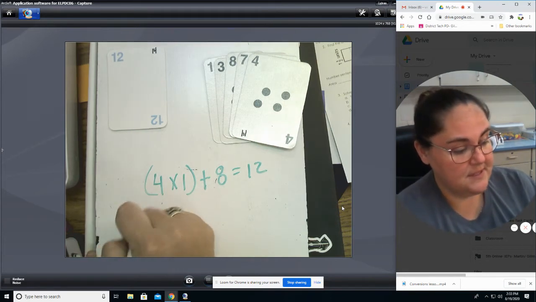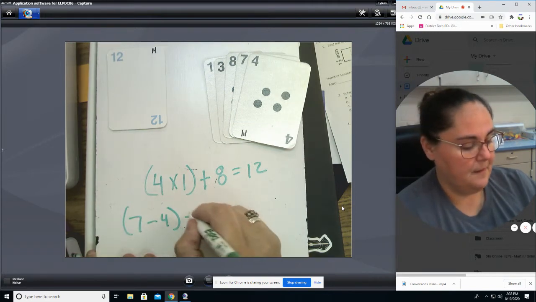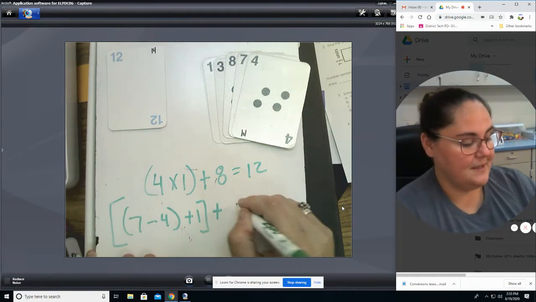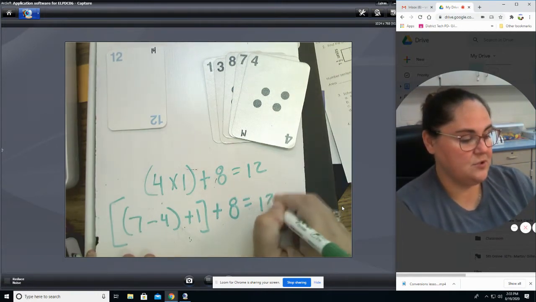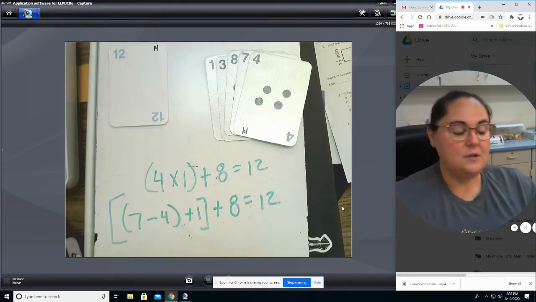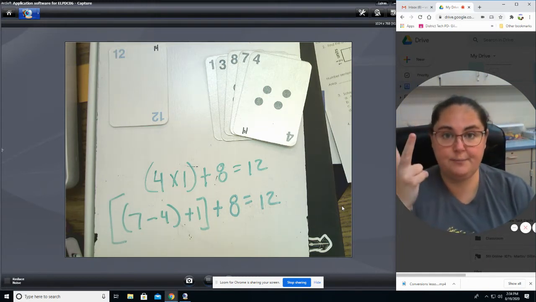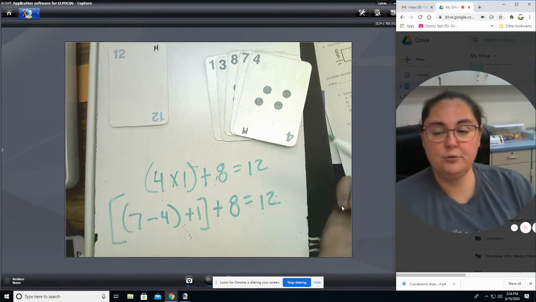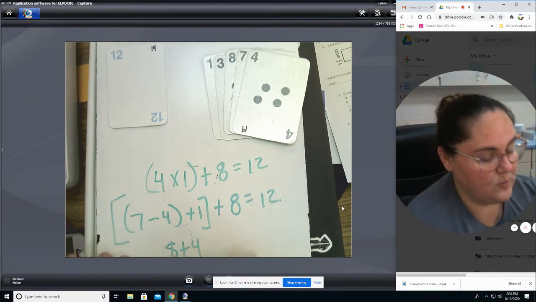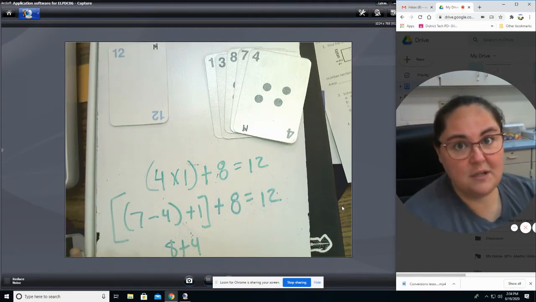I could do 7 minus 4, which is 3, plus 1, which is 4, plus 8, which is 12. I used 4 cards that time. So you're going to get a list of cards where you have to make 2 different expressions. So that is what I just showed you. I showed you 2 different ways to make the number 12. Now, could I have said 8 plus 4? Yeah, that would have worked. It wouldn't have been as much points, but it would have worked.